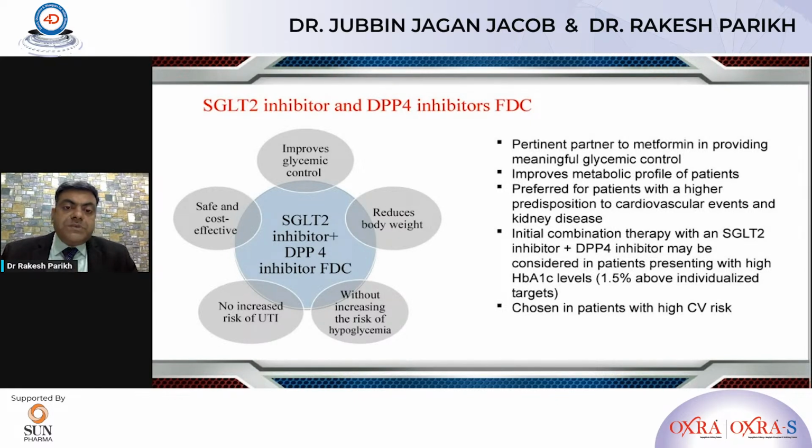The initial combination of this therapy is considered in patients who are presenting with an HbA1c 1.5% above the target range. So even if a patient has an HbA1c of 8.5, if you use this combination, you can expect a drop of A1c by 1.5%, so that you can bring the patient down to the target level. And as I said earlier, SGLT2 inhibitors specifically are the drug of choice in patients who are at a high risk of CV events or kidney problems. Next slide, please.